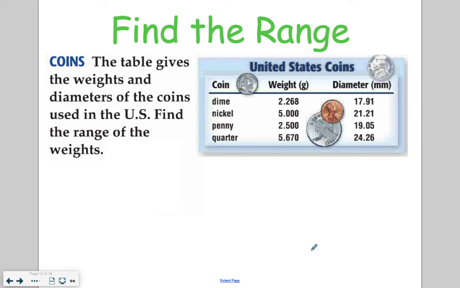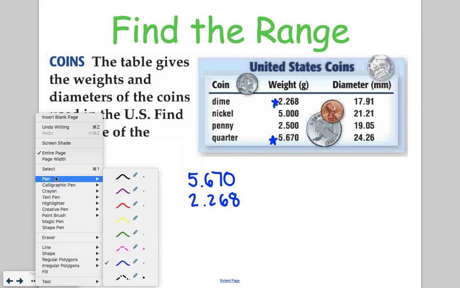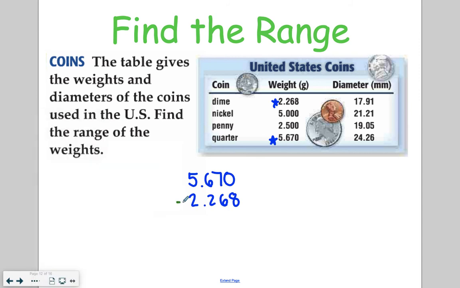Last piece of information is going to be the range. So the table gives the weight and diameters of coins used in the U.S. Find the weight or the range of the weights. So in order to find the range, we need the biggest number. So looking at the weight, our biggest number is 5.670. And our smallest number, which is going to be 2.268, then we need to find the range, which means you are going to subtract them.